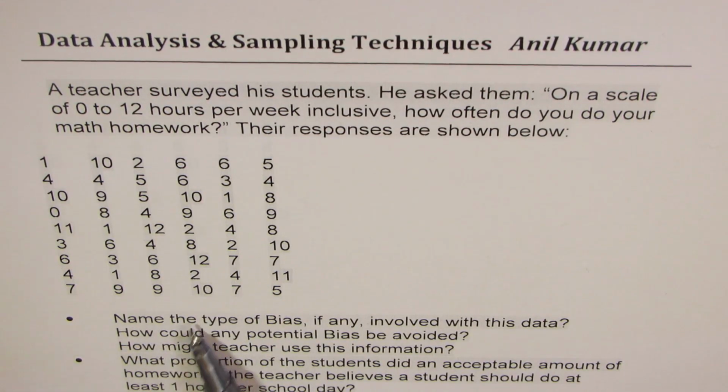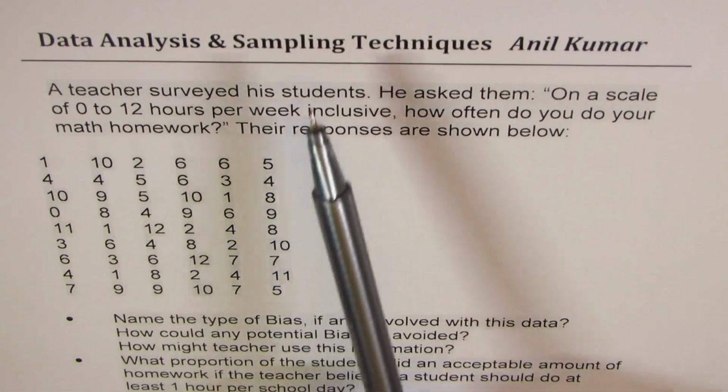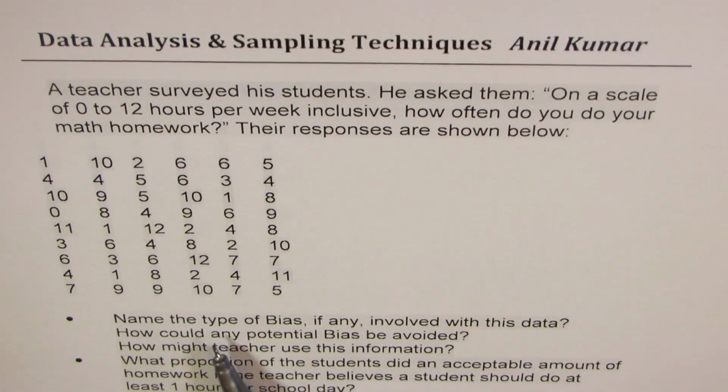First, we have a question based on data collection itself, that is sampling technique. Name the type of bias, if any, involved with this data. How could any potential bias be avoided? And how might the teacher use this information? Perfect. Then the next question is, what proportion of the students did an acceptable amount of homework if the teacher believes a student should do at least 1 hour per school day, right?